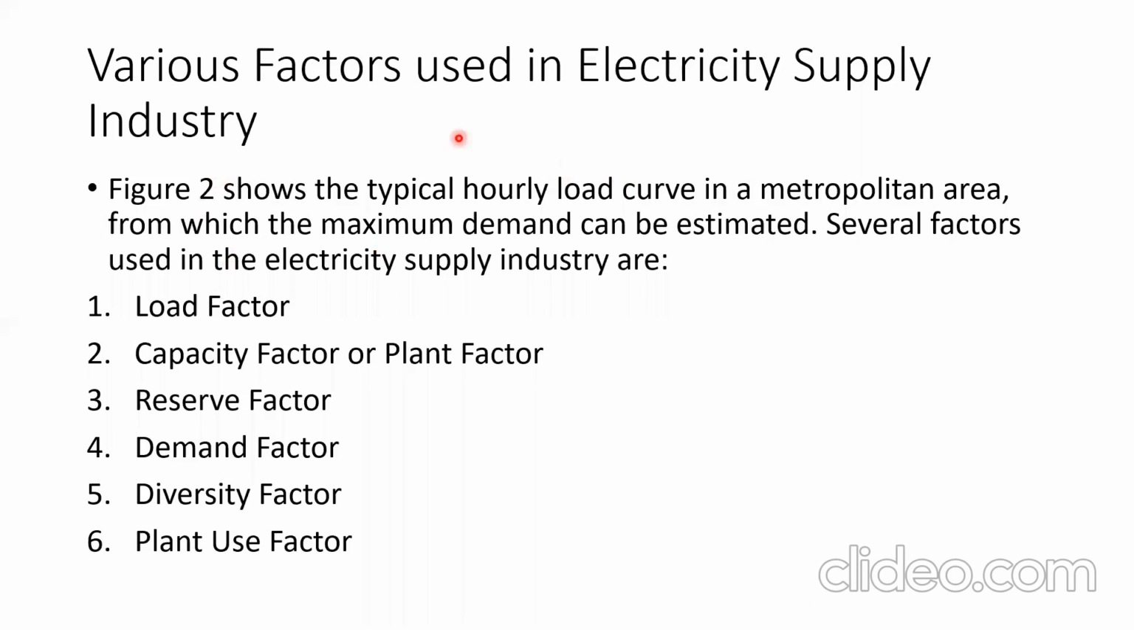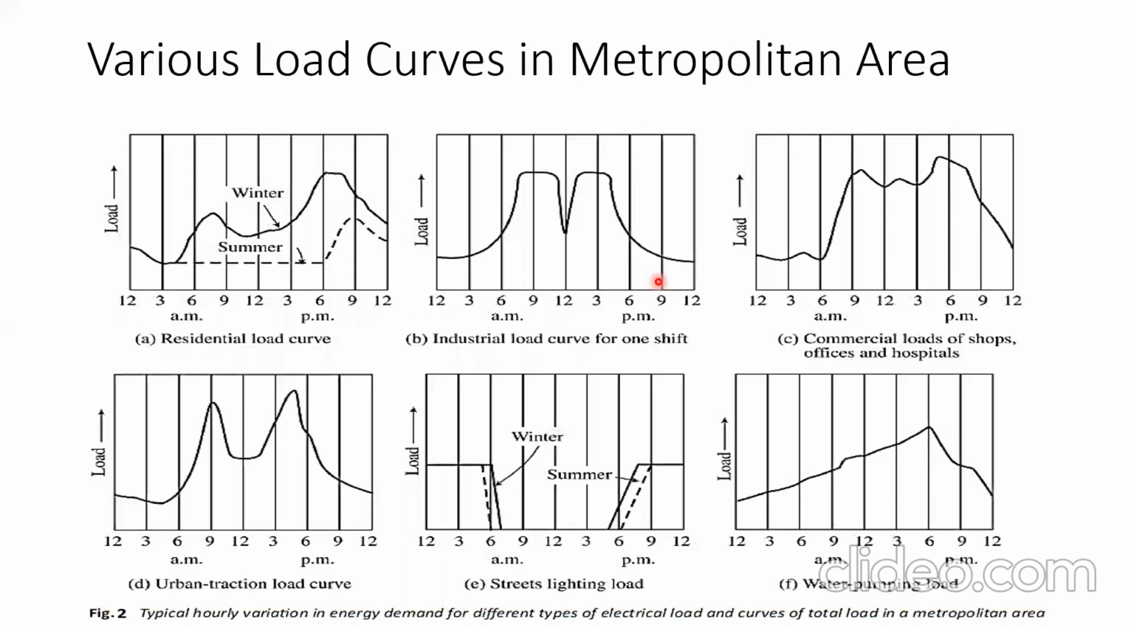Okay, various factors used in electricity supply industry. These are the factors. Figure 2 will be the next. Figure 2 shows the typical hourly load curve in a metropolitan area from which maximum demand can be estimated. Several factors used in the electricity supply industry are, first we will see figure 2. Here is figure 2.